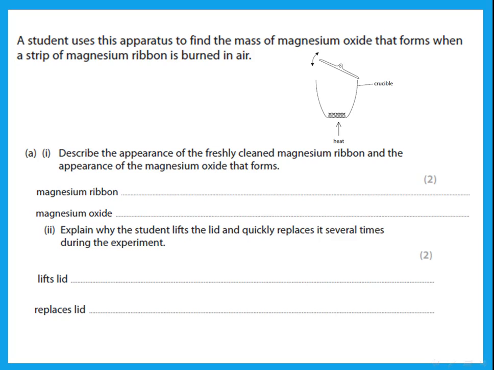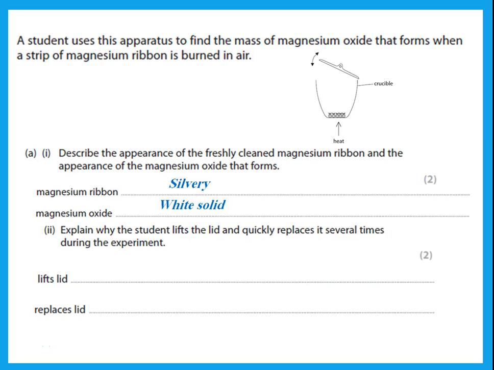Now, the first question that you have here says, describe the appearance of the freshly cleaned magnesium ribbon and the appearance of the magnesium oxide that forms. Magnesium ribbon is a metal. We said, what is the appearance of a metal? The appearance of metal is silvery. Okay, what was the appearance of magnesium oxide? You have to remember, it's a white solid or white ash.